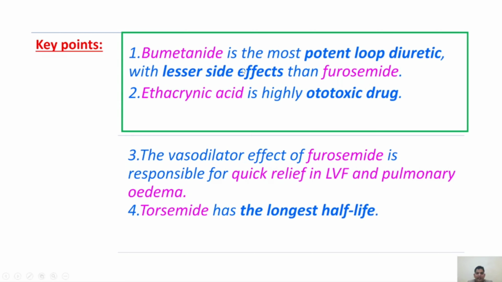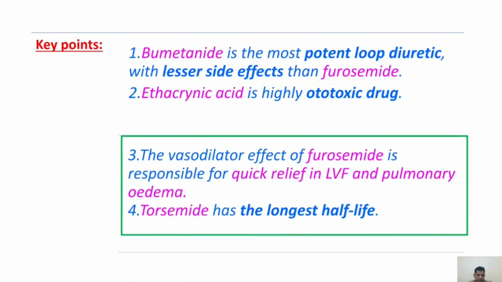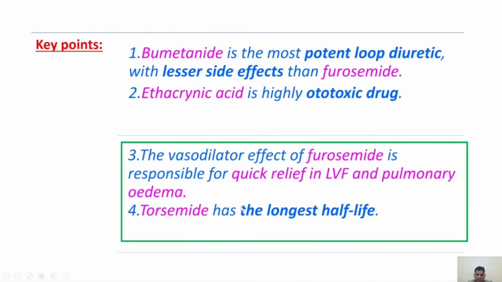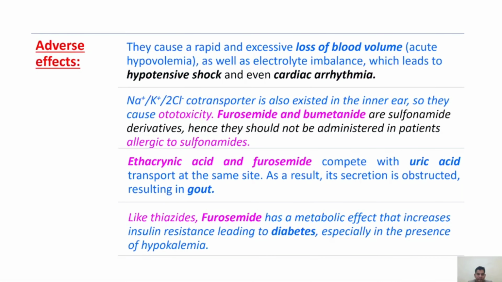Next, coming to the key points of these drugs. First one, bumetanide is the most potent loop diuretic with fewer side effects than furosemide. Second one, ethacrynic acid is a highly ototoxic drug. Third one, the vasodilator effect of furosemide is responsible for quick relief in left ventricular failure and pulmonary edema. Last one, torsemide has the longest half-life.